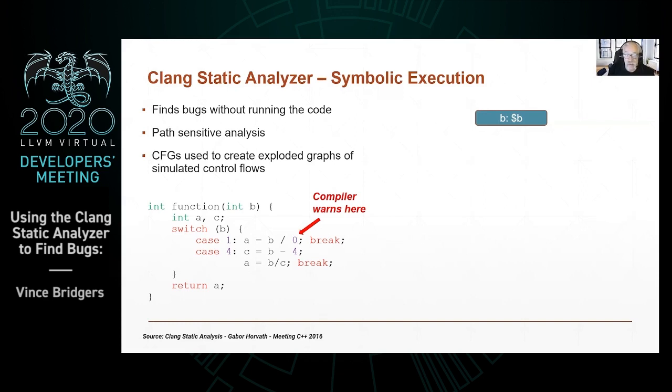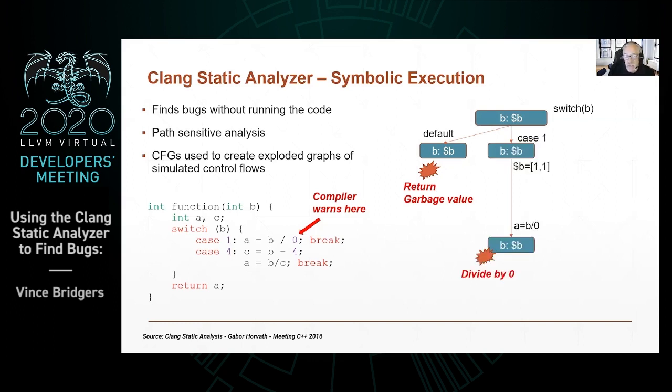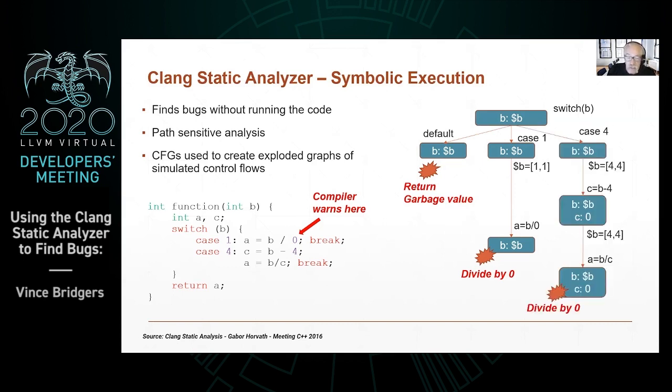But moving on to static analysis, the static analyzer does a path-sensitive analysis, and it uses CFGs to create exploded graphs of the simulated control flow. So it will travel the default path. It will find, in this specific case, that A is being returned as a garbage value. Then it will explore case 1. It will see that A is equal to B divided by 0, which is a divide by 0 error, and returns that as a divide by 0 issue to be looked at. And in case 4, specifically when B takes on the value of 4, C is evaluated to 0, which then means that A is computed as B divided by 0, which ends up being another divide by 0 issue to be looked at by the programmer.